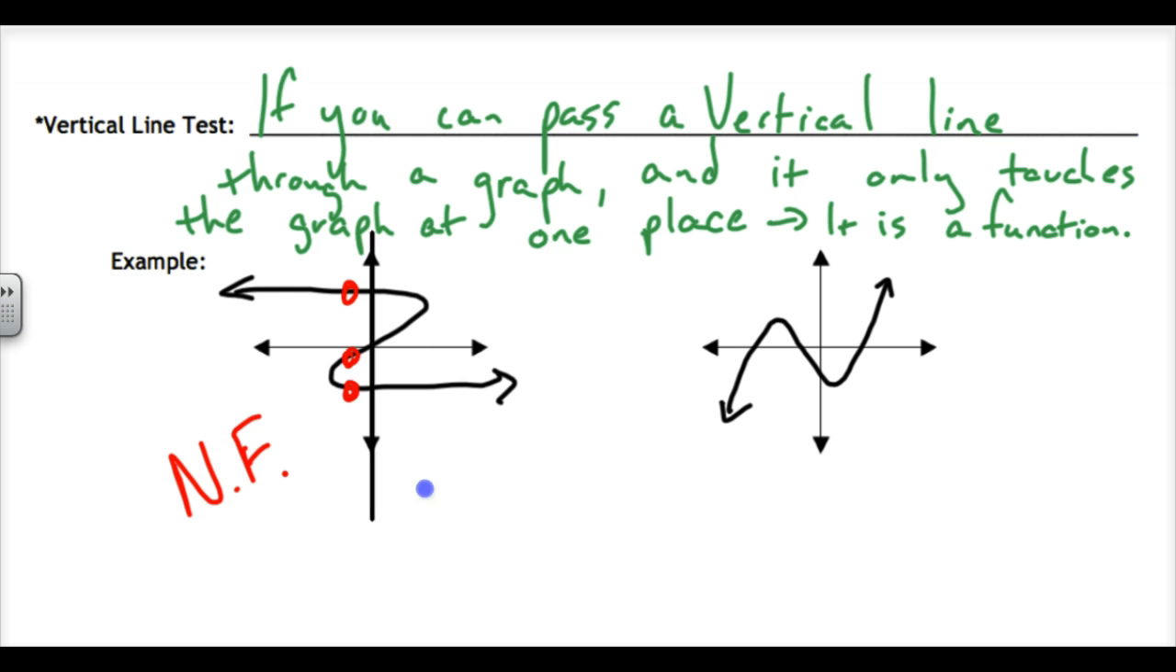Now if we pass that vertical line through the other graph, we see it hits once, it's still hitting once, it's still only hitting in that one spot. And as we continue through the graph, it still only hits it one time. So that specific one is a function.